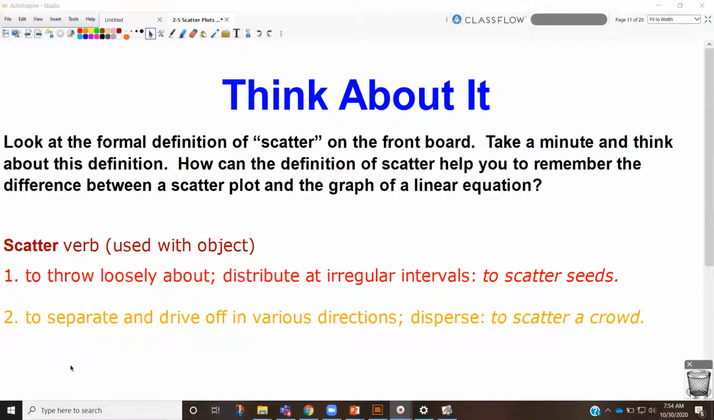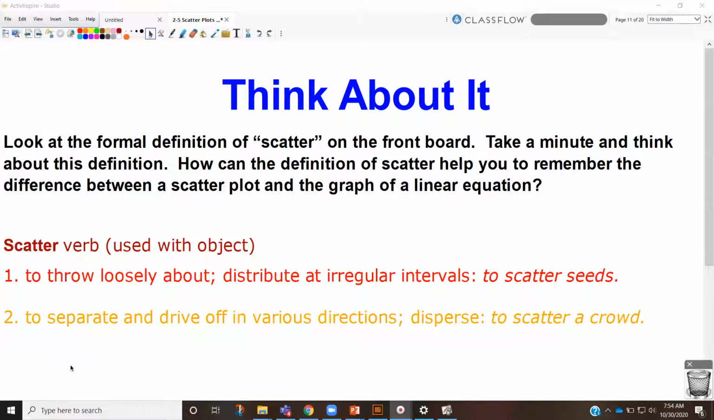So it says, look at the formal definition of scatter on the board. Take a minute and think about this definition. How can the definition of scatter help you remember the difference between a scatter plot and the graph of any linear equation? So 2.1 through 2.4 were all about graphing lines. We were given a slope and a point. We might have been given 2 points and constructed slope. Now we're making scatter plots.